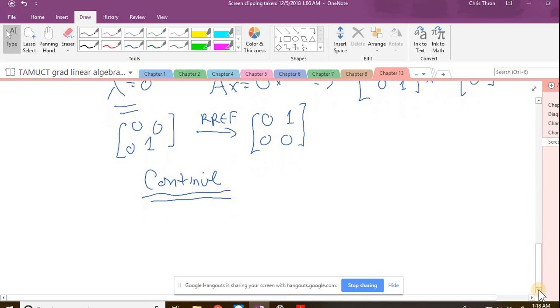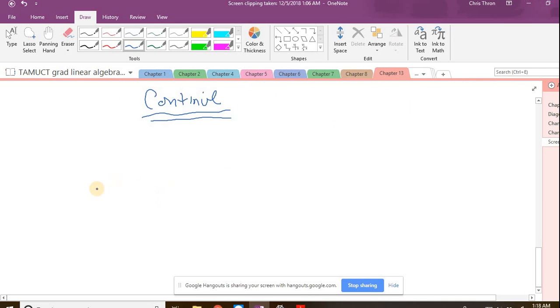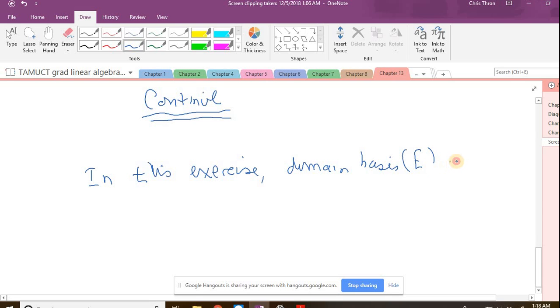Now I do want to say one thing. They do some funny things with these bases, right? So in this exercise, they use the domain basis E, which is unequal to the range basis, the codomain basis. Now, my question is, it's much easier to do both domain and range in the same basis.